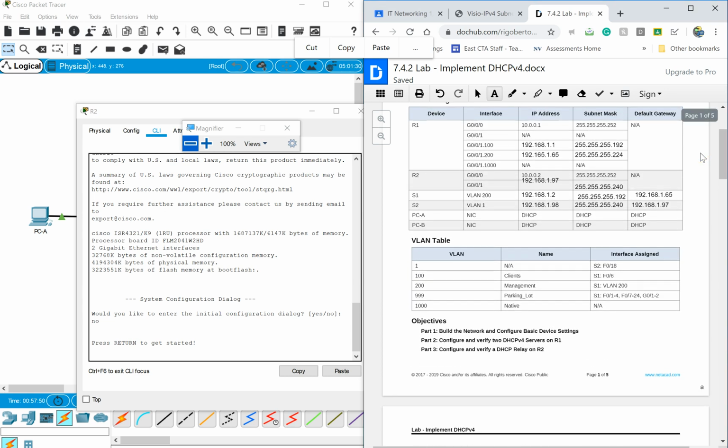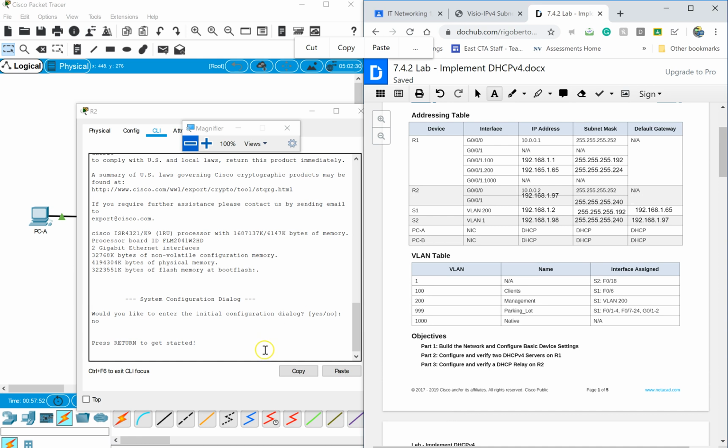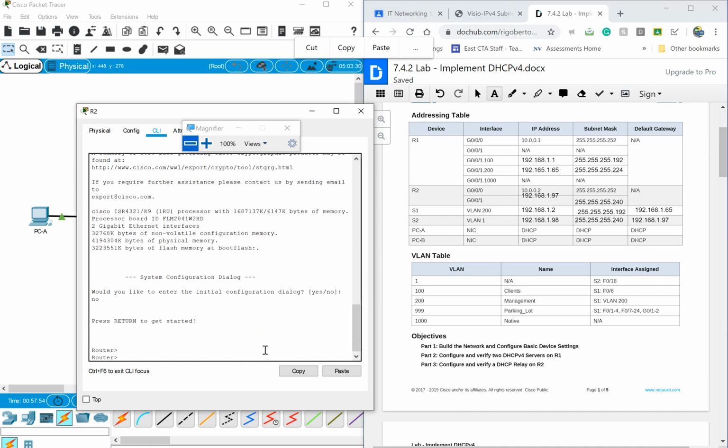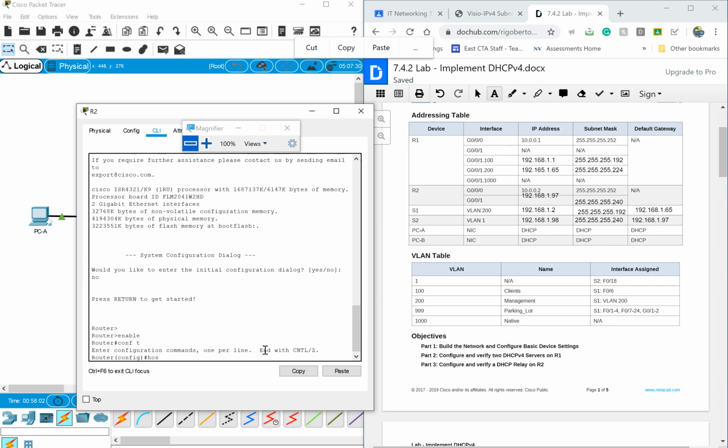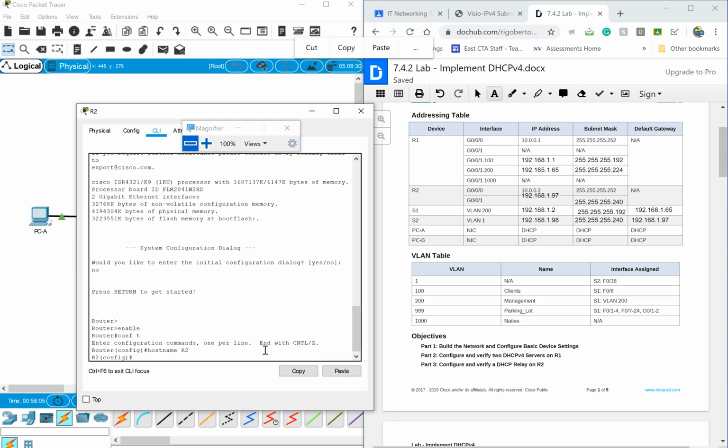Just scroll up, if you don't want to go up. All right. So enter, enable. I wonder if I can do hostname from here. Nope, I can't because it has to be in conf t. Hostname R2. All right.